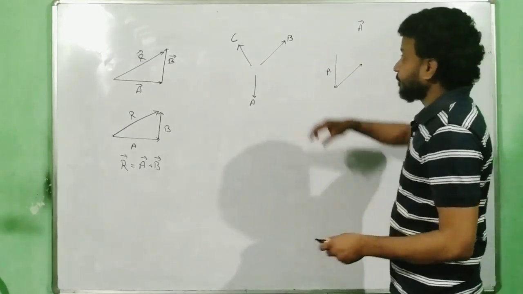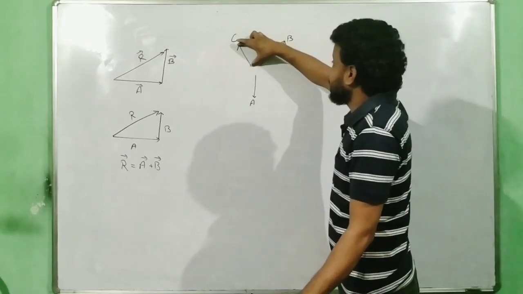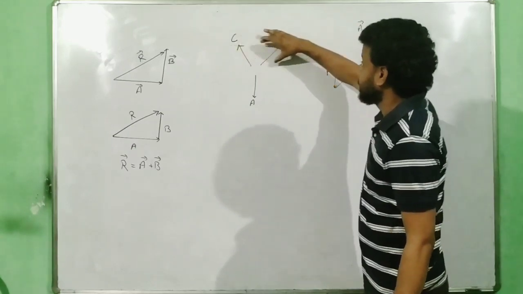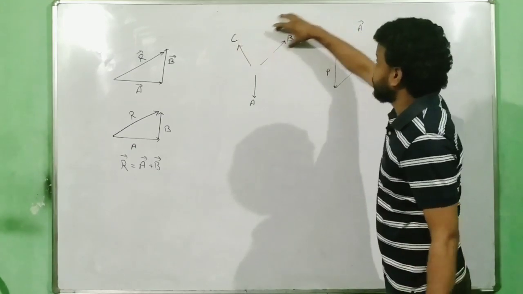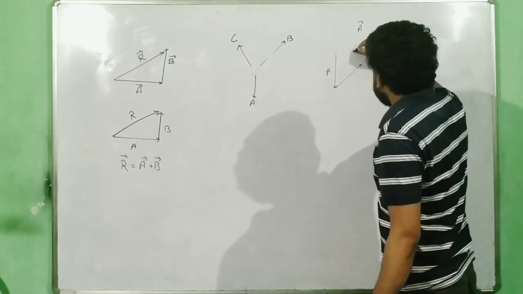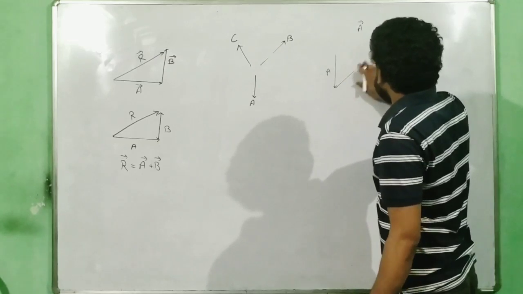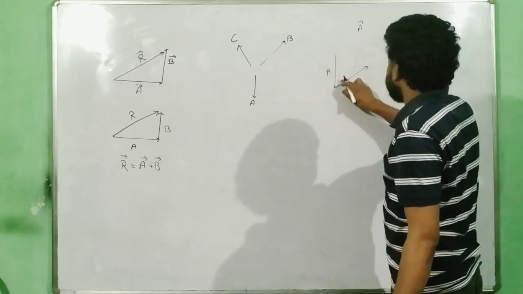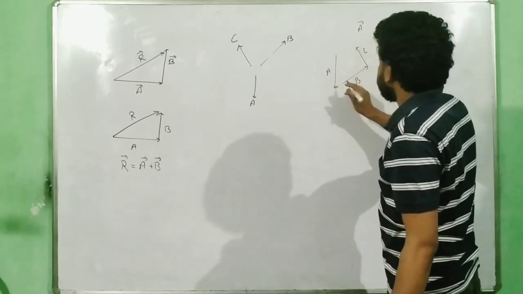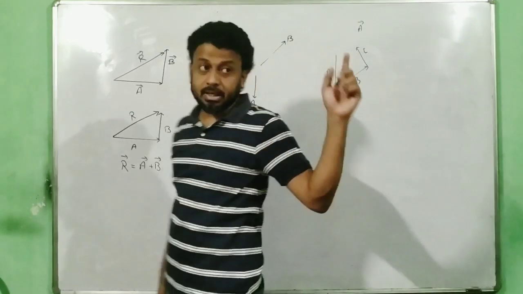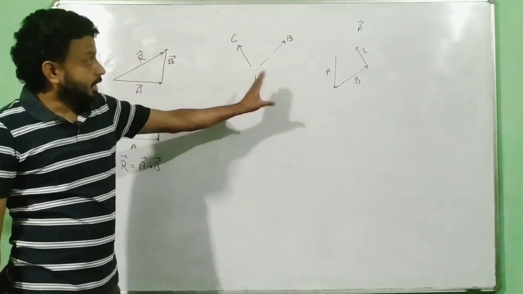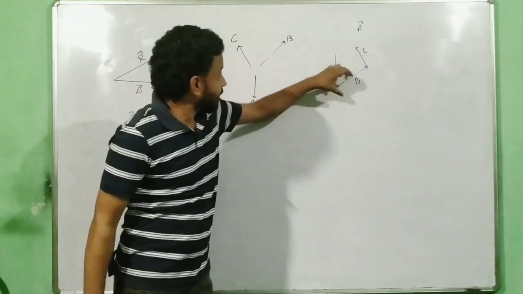What about vector C? I have to place it over here, so bring it here and then bring it here. So this is my vector C. So this is A vector, B vector, and C vector arranged.